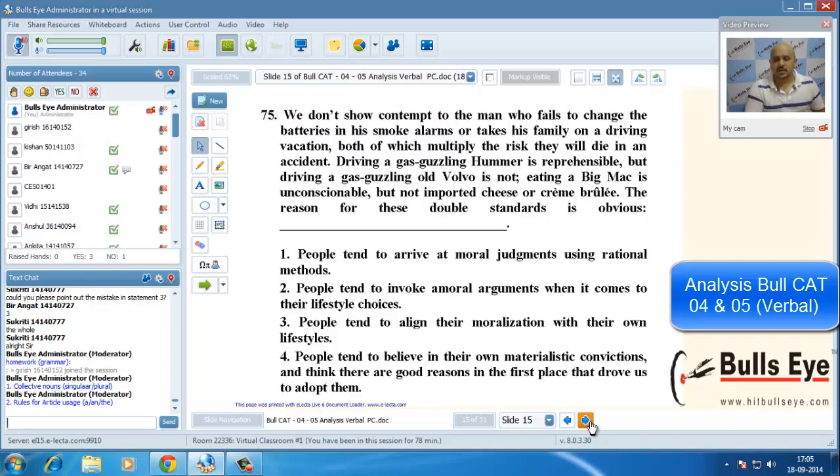Guys, also try to cover the rules for article usage. These are very important from a CAT point of view. When should we use a, when should we use an, when should we use the, etc, etc. So make sure you go through these rules as well. This is your small little homework for today.